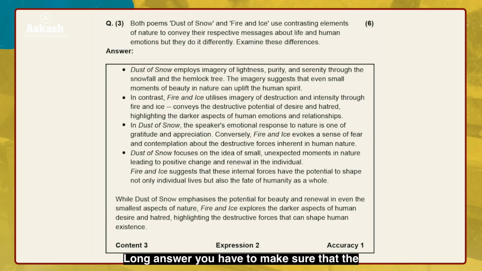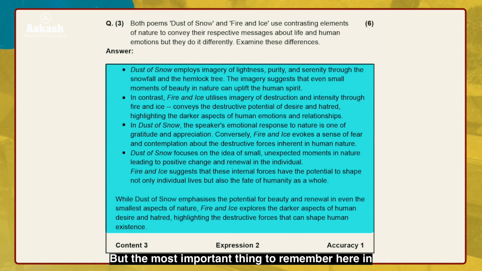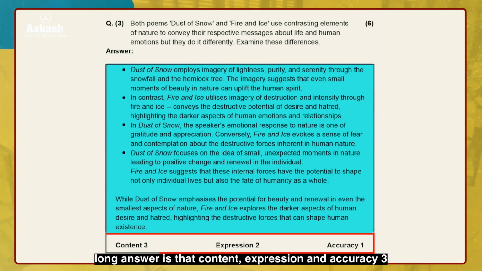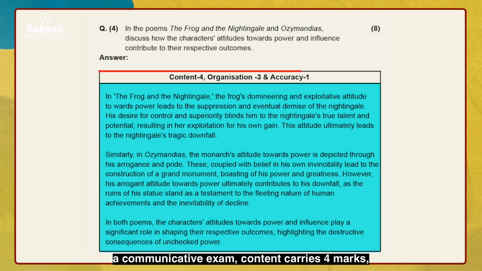Long answer, you have to make sure that the answer is written in 100 to 120 words. But the most important thing to remember here in long answer is that content, expression and accuracy, 3 parameters are going to be assessed by the examiner. Content carries 3 marks, expression carries 2 marks, accuracy carries 1 mark if you are writing the answer in a communicative exam. Content carries 4 marks, organization carries 3 and accuracy carries 1.